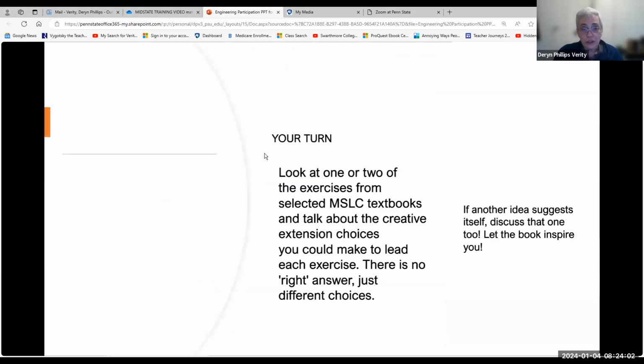Okay, your turn. Again, take a look at one or two of the exercises in the other PowerPoint that's linked in the chat and see what kinds of creative extensions you might come up with. Please bring in your own ideas. This is just a very small taste of what is available.